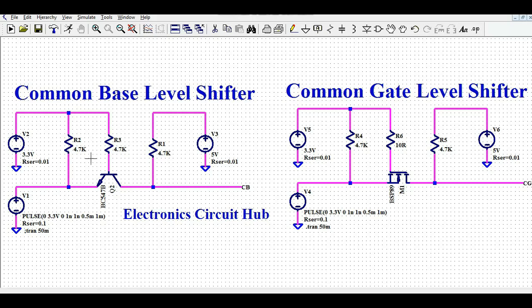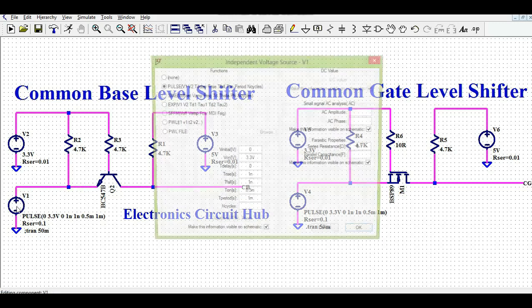So you can see here, this is a very simple circuit, and what I'm going to do is convert the 3.3 volt logic level to 5 volt. So my objective here is to convert the 3.3 volt logic level to 5 volt. In order to do that, I am using one NPN transistor. The emitter of this NPN transistor is connected to a pulse source.